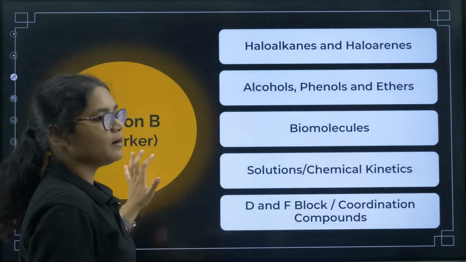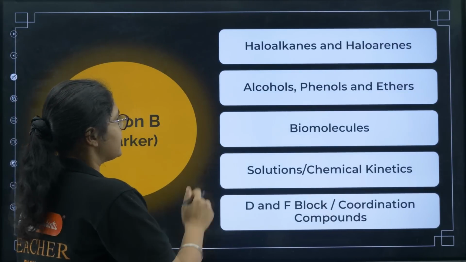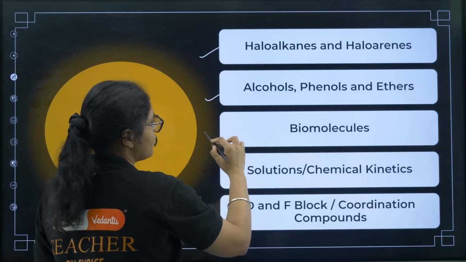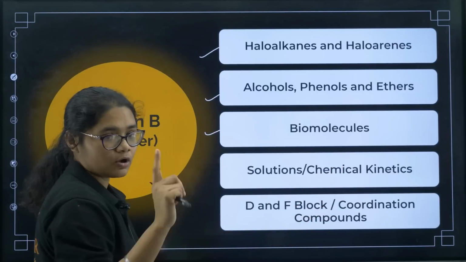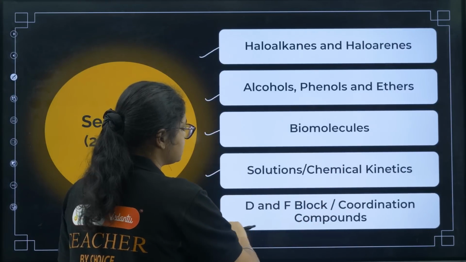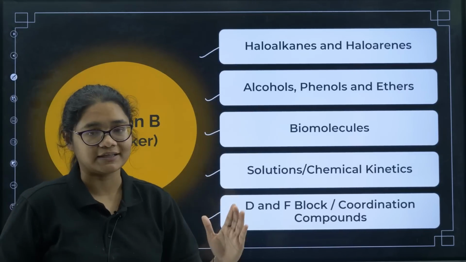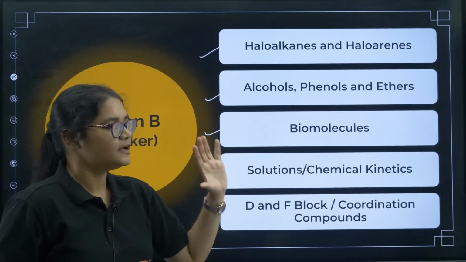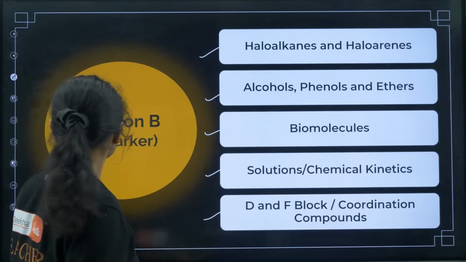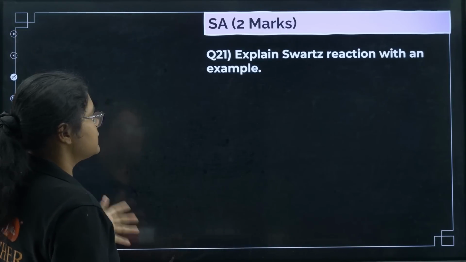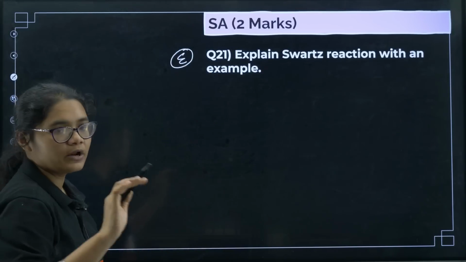Now we will move to 2 marker questions. Now see, 2 marker questions will be asked from these chapters. It has to be haloalkanes and haloarenes, alcohols, biomolecules, and then you will get 1 question either from solutions or from chemical kinetics, and 1 question either from the d and f block or from coordination compounds. This I have done after analyzing all the 3 blueprint papers. So from electrochemistry you won't be getting any 2 marker question. Now moving to here, Swarts reaction with an example. This is a direct question, easily you can score 2 marks here.